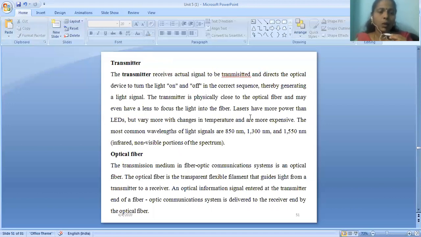Now we'll move on to the optical fiber. It is a transparent flexible filament which is going to transfer the data from the transmitter to the receiver. The data is delivered at the receiver by using this optical fiber.